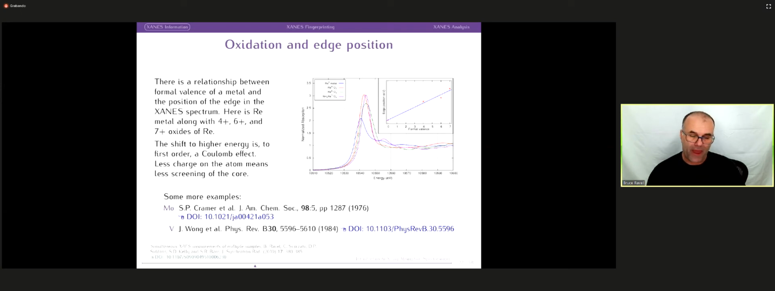So XPS is easier to do for most people than XFS because it doesn't require a trip to the synchrotron, but it's surface sensitive and hard to do in situ. XFS is difficult because it requires a trip to the synchrotron. It's a bulk measurement and you can do it in situ. I think that's the complete answer to that question.